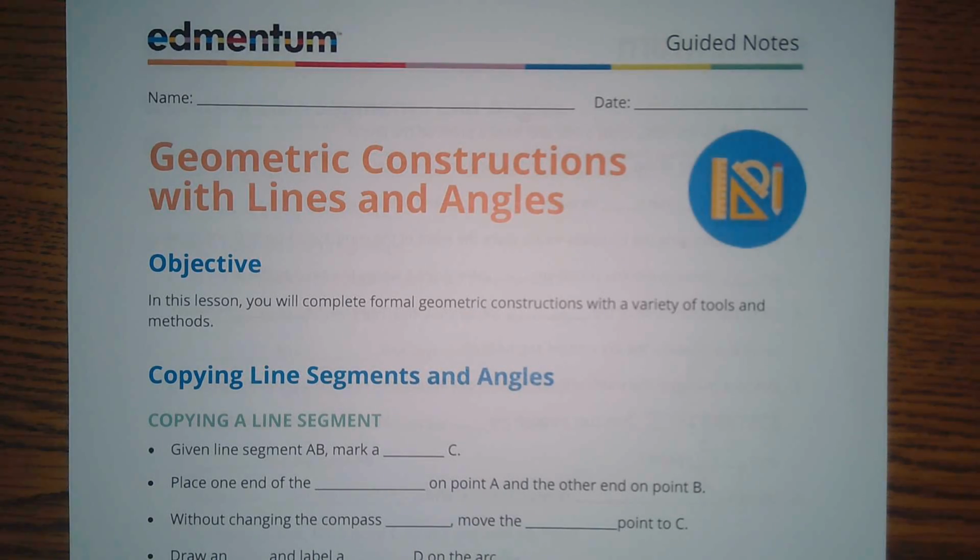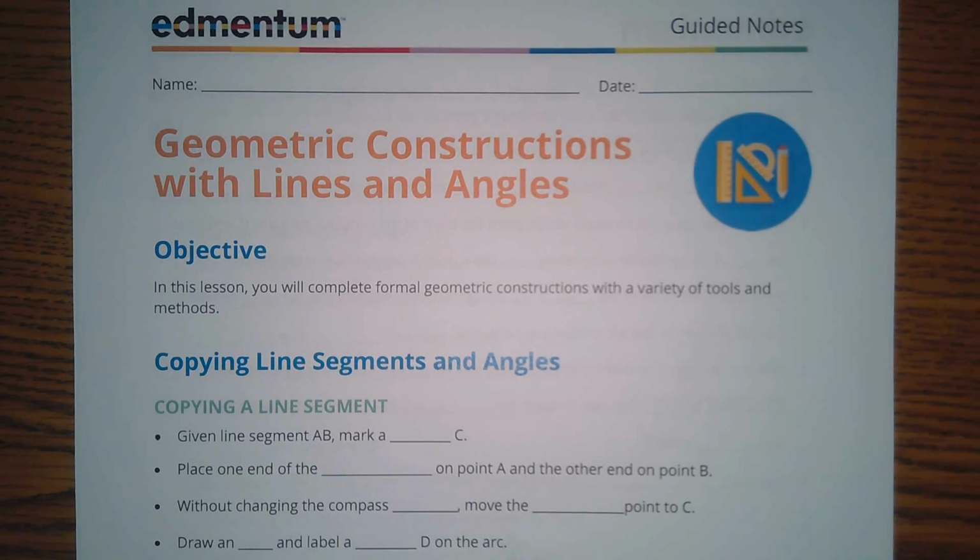Okay, for this unit, we are talking about geometric constructions with lines and angles. So we're going to be completing some formal geometric constructions with a variety of tools and methods. Keep in mind that this kind of stuff might be a little challenging if you don't have these materials. So do the best that you can with the materials that you have.